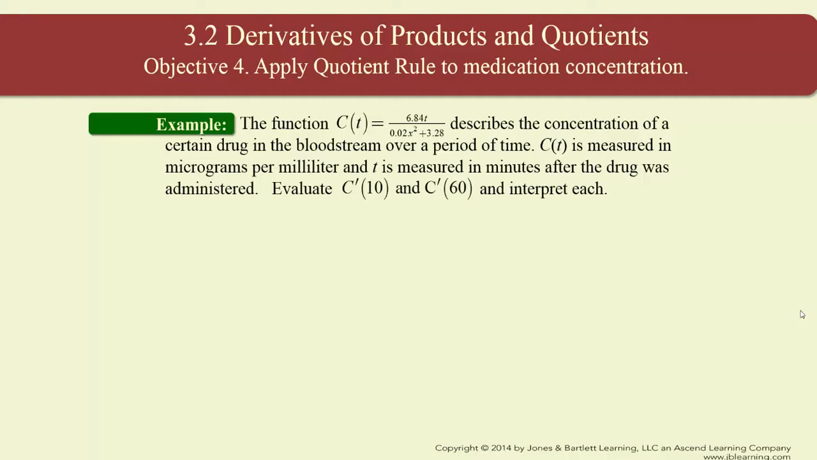And this function describes the concentration of a certain drug in the bloodstream over a period of time. Now here, C of t is measured in micrograms per milliliter, and t is measured in minutes after the drug was first administered. So what are we going to do here? Well, we're going to evaluate C prime of 10 and C prime of 60, and we're going to interpret each.